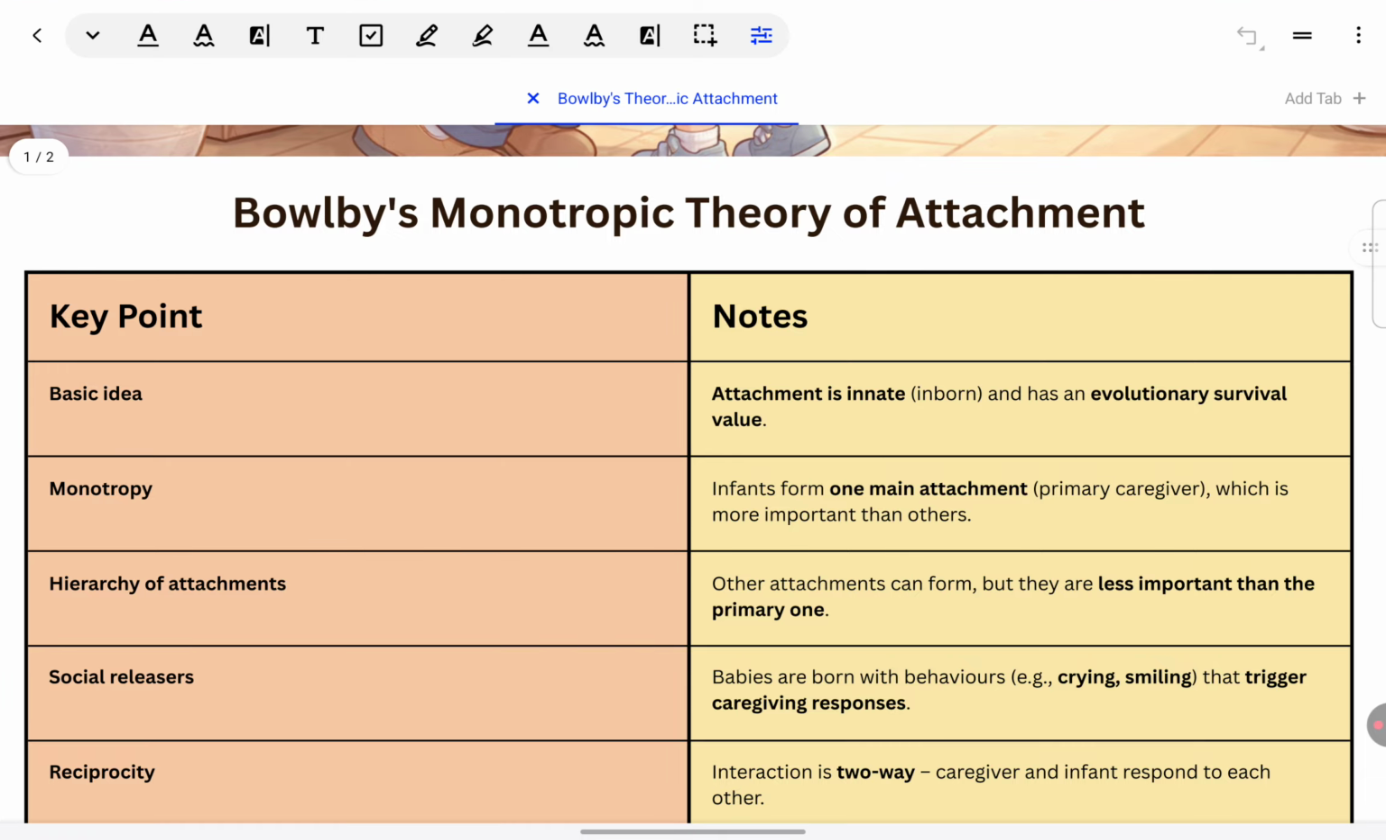Okay, let's begin with Bowlby's monotropic theory. Mono means one and tropic means attachment. So literally this is the theory of one attachment.